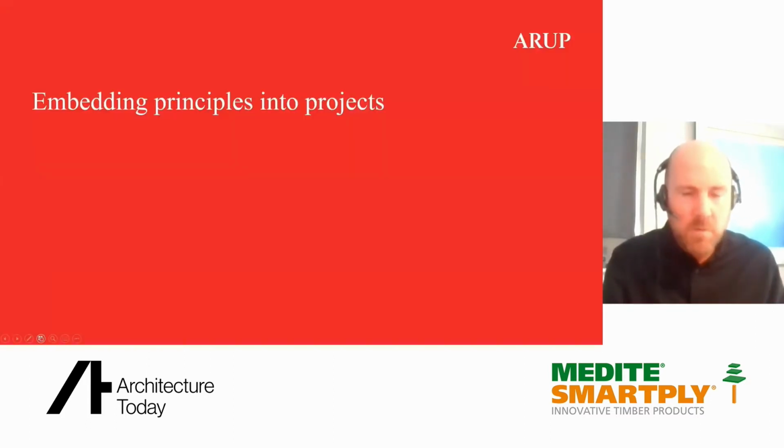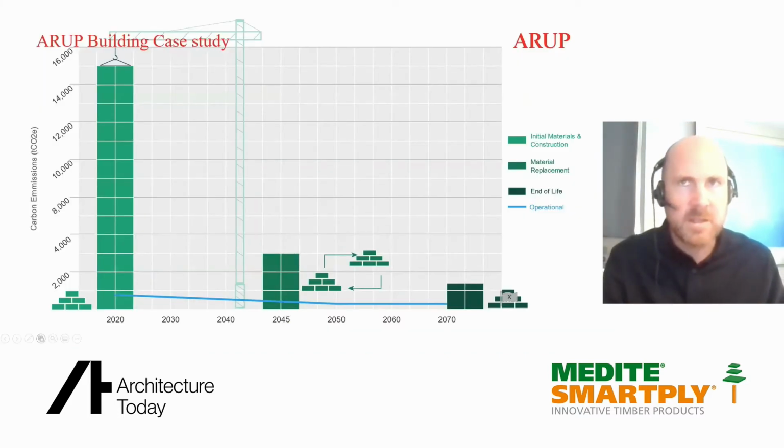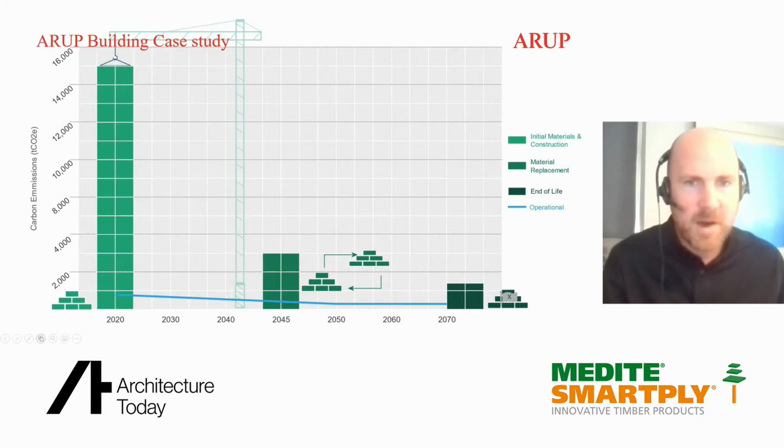So how do we embed such principles around sustainability into our projects? You can see this is an example of a recent Dublin office development in terms of life cycle, and you can see the impact that we're having. What we're trying to do is to reduce, on the left-hand side, the carbon emissions equivalent of a building, a built environment, and reduce the initial materials, which is in the lighter green on the left.